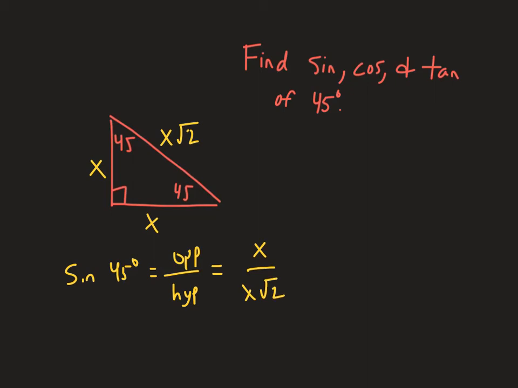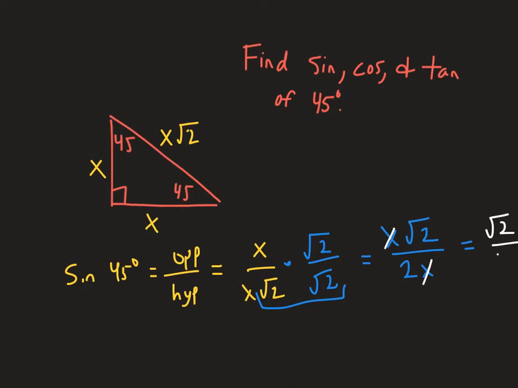Remember, we can't leave a square root in the denominator, so to rationalize, we multiply top and bottom by the square root of 2. We end up getting x times the square root of 2 over x times the square root of 2 times the square root of 2. The square root of 2 times the square root of 2 is the square root of 4, which is just 2. So the denominator becomes 2x. The x's cancel each other out, x divided by x, so the leftover terms are just the square root of 2 over 2. And so that is the sine of 45 degrees. The exact value is the square root of 2 over 2.